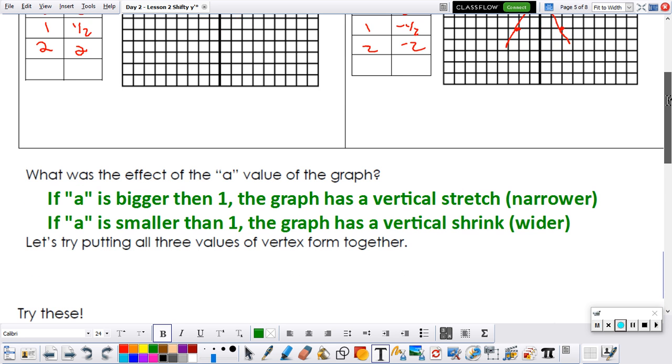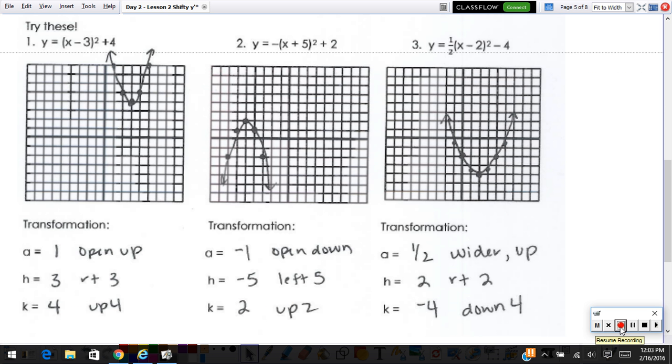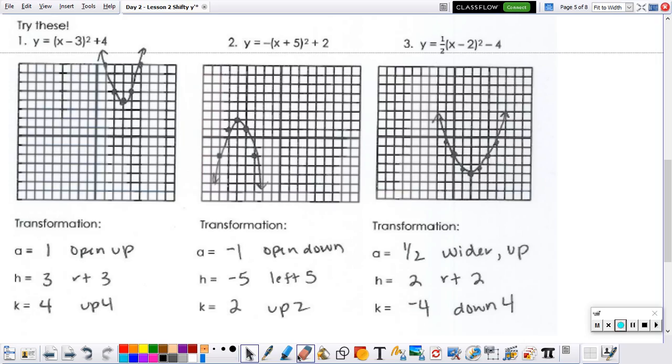Okay, so it says try these. So go ahead, pause the video. I want you to type these in your calculator. I want you to get the transformation, the graph, and also the vertex and the axis of symmetry. Okay, so if you graph these on your calculator, here are your A, H, and K values, and here are your graphs.